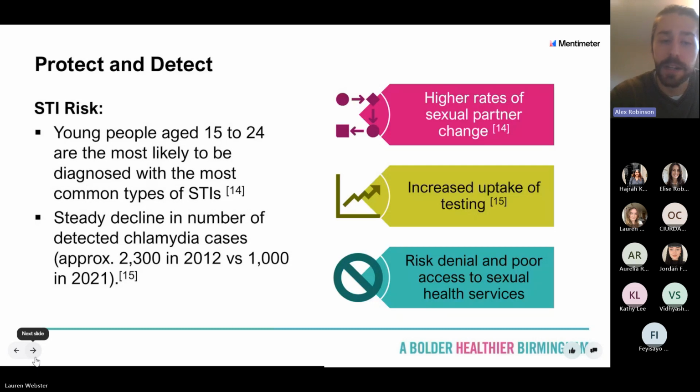However, there's been a steady decline in the number of detected chlamydia cases over the past 10 years in Birmingham. In 2012, it was 2,300, and in 2021, it was 1,000. This could be due to different factors, such as the accessibility to timely testing, increased uptake of testing, and general changes to the accessibility of the screening programs. Now if we move on to aging and dying well.